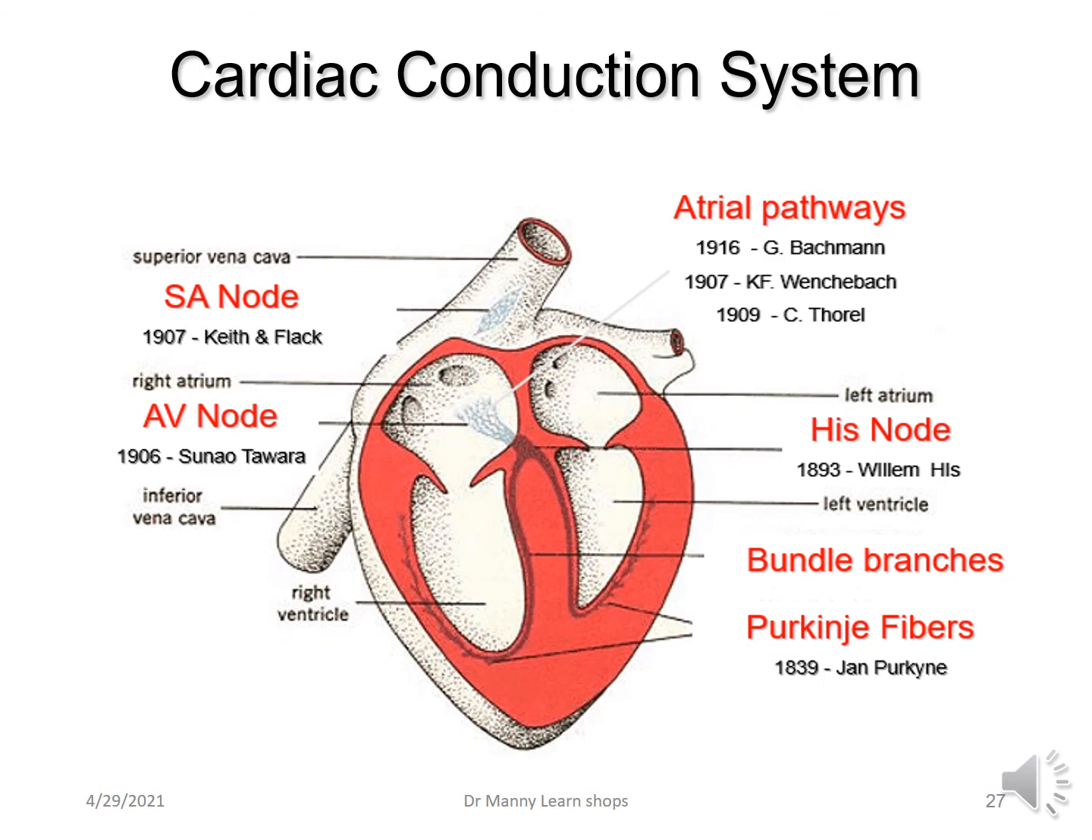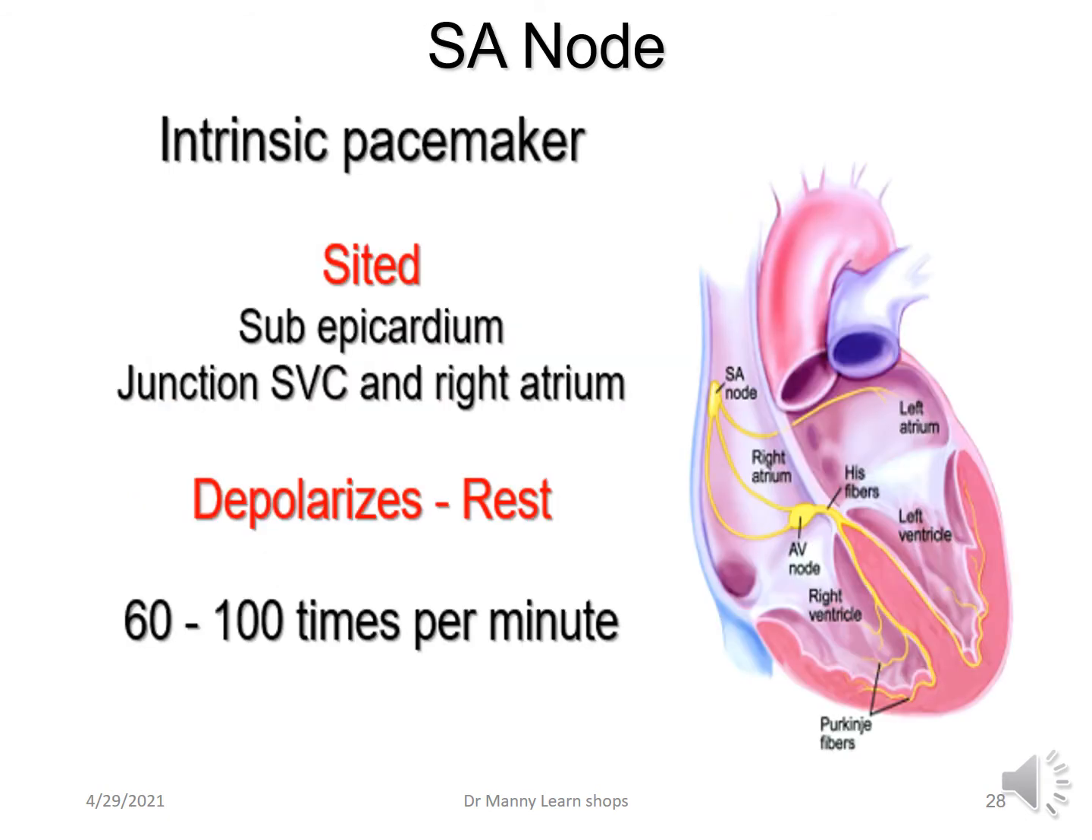This is the cardiac conduction system: SA node, intra-atrial pathways, AV node, His node, bundle branches, and Purkinje fibres. When we look at the SA node, the sinoatrial node, it is referred to as the inherent or the intrinsic pacemaker. It's sited in the subepicardium at the junction of the superior vena cava and the right atrium, and it depolarizes at rest in the adult between 60 and 100 times per minute.